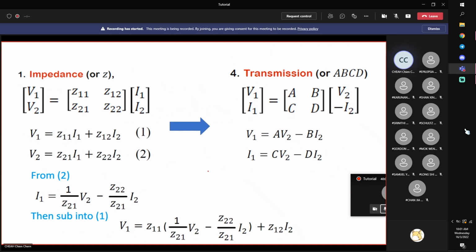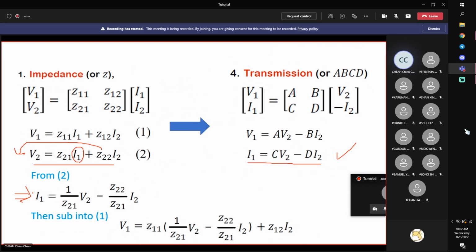Okay, then I compare the circuits. All right, same thing. This is good to start with because they have exactly the same three sets of parameters: I1, I2, and V2. So from equation 2, I want to turn I1 into my output. Through algebraic manipulations, I get I1 in terms of V2 and negative I2, which is this equation. This means that your C parameter is 1 over Z21. All right, your D parameter is Z22 divided by Z21.